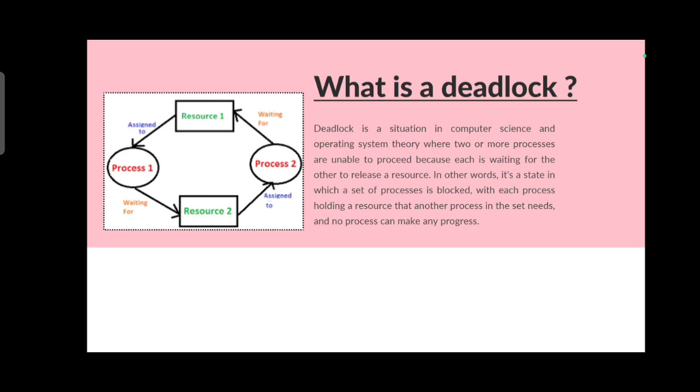In other words, we will define deadlock as a state in which a set of processes is blocked, with each process holding a resource that another process in the set needs, and no process can make any progress. This is deadlock.